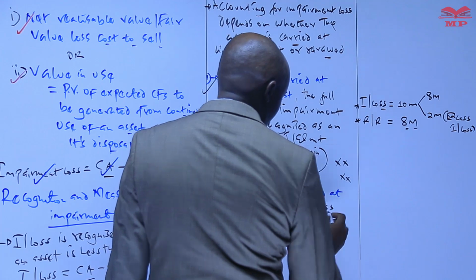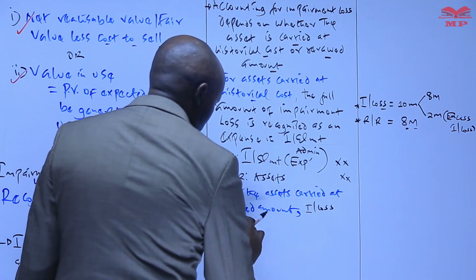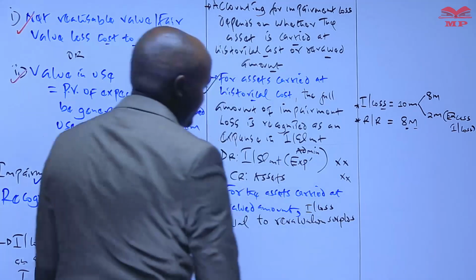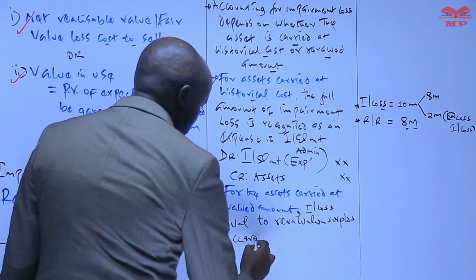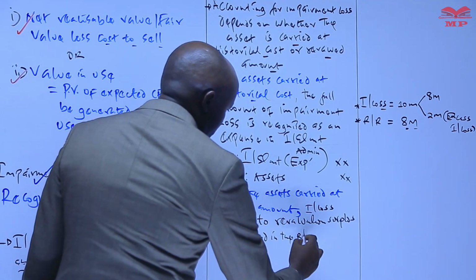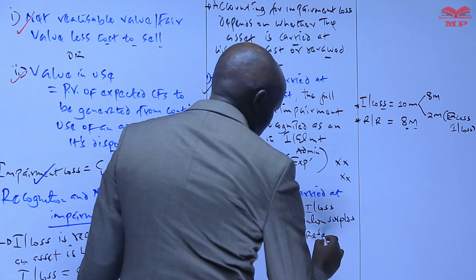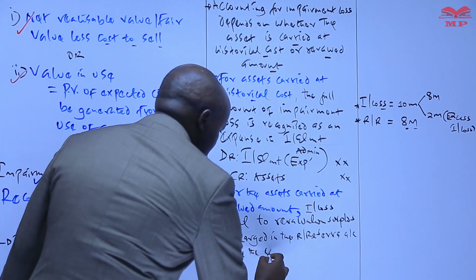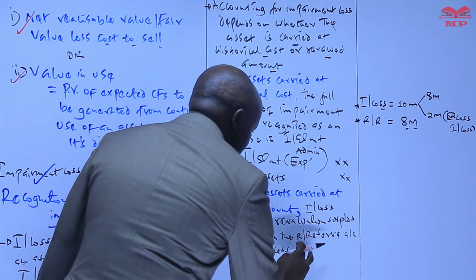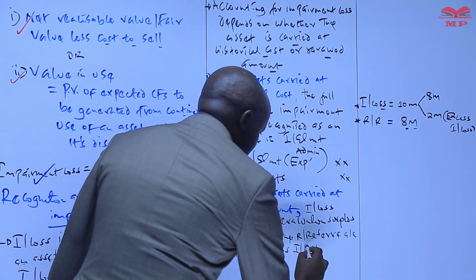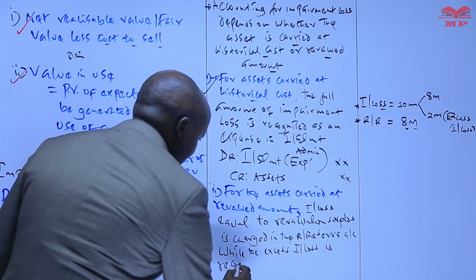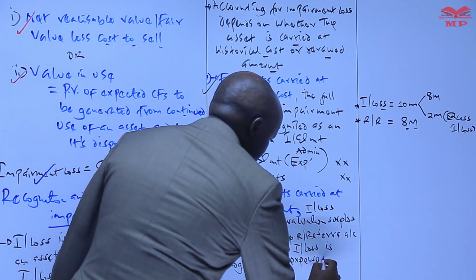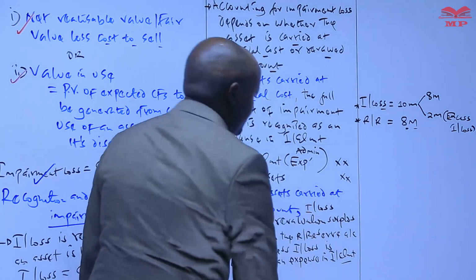So for assets which are carried at revalued amount, impairment loss equal to the revaluation surplus is charged in the revaluation reserve account, while the excess impairment loss is recognized as an expense in the income statement.